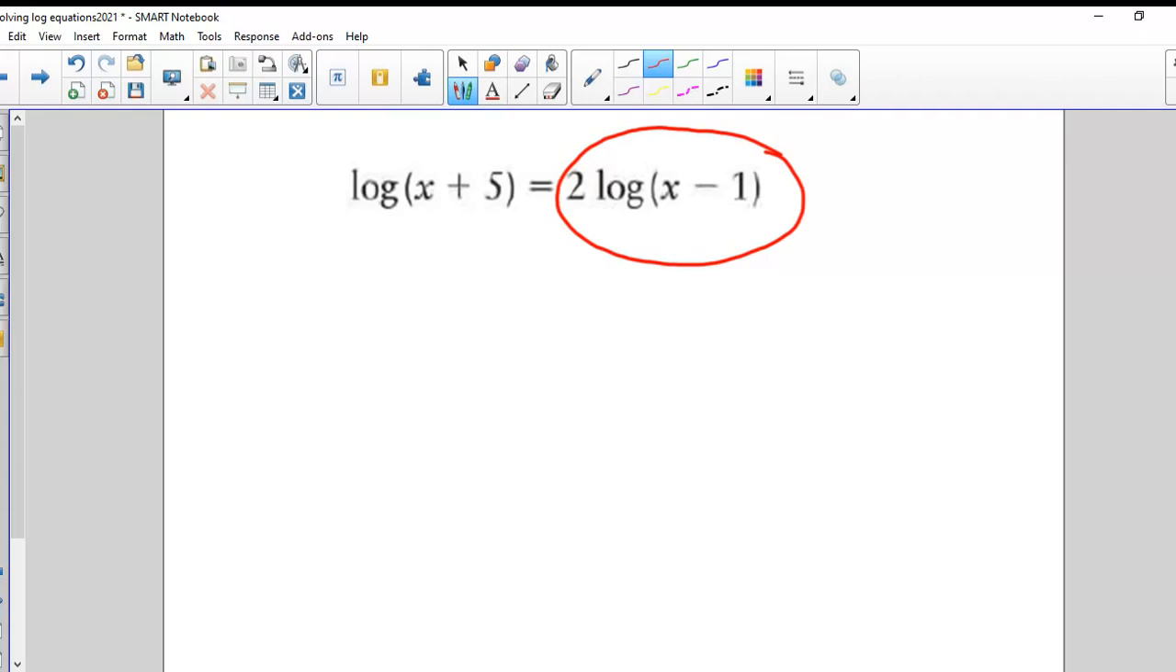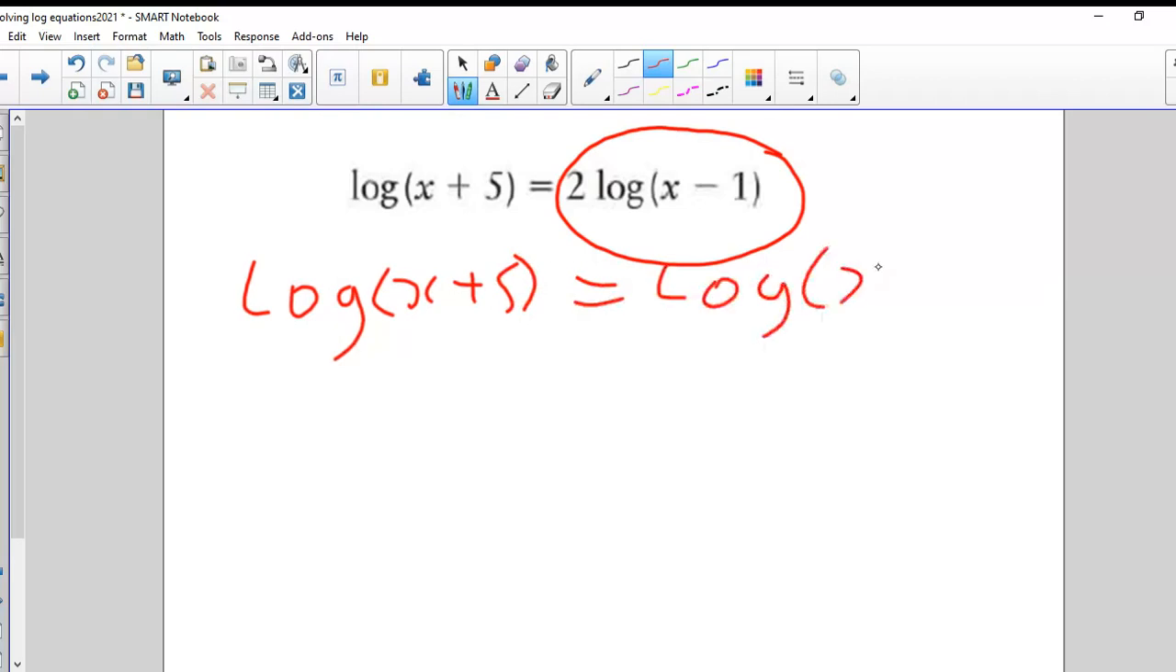Nice. So that's what we're going to do. We're going to say the log of x plus 5 is equal to the log of x minus 1 squared, because the power law says we can do that. Either the 2 can be in the front or the 2 can be an exponent.